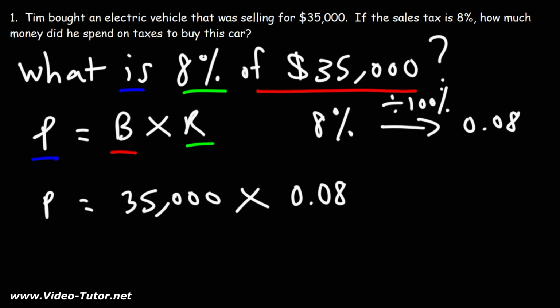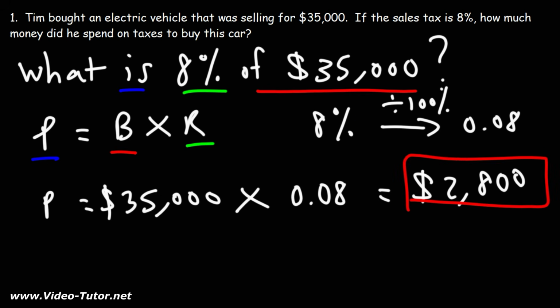So 35,000 times 0.08 is 2,800. So 2,800 is 8% of 35,000. That's going to be the sales tax that he's going to have to pay on this vehicle to buy the car. So that's how you can calculate the sales tax of an electric vehicle in this particular example.